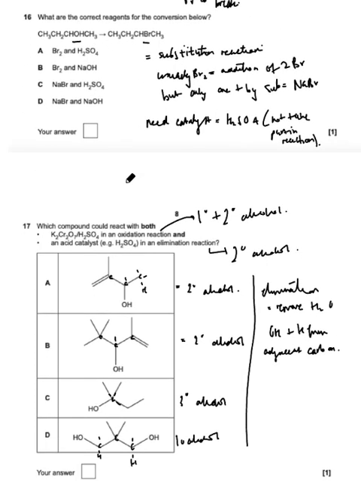What are the correct reagents for the conversion below? Okay, so we have this, and it's turning into this. The only thing that changes is we go from an OH to a bromine. So this is what we call a substitution reaction, not an addition reaction.